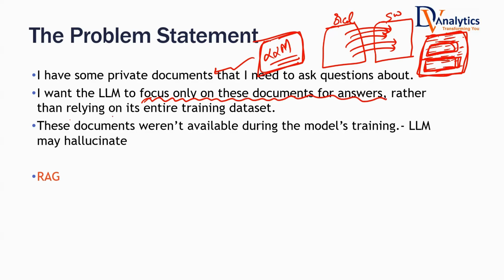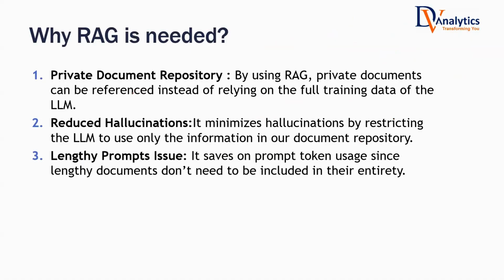Rather than relying on the entire training data, I want my LLM to focus only on these documents. The documents weren't available during the model training. OpenAI may not have seen these documents. That is the reason why RAG is needed. When you have questions related to a private document repository, these documents are highly confidential or private to you. They are not available publicly online. Then how do you get answers to questions related to the documents?